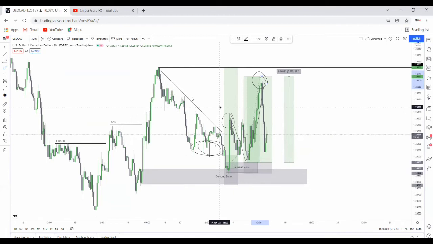And I think I closed my profit somewhere around here, because this is the overall imbalance which was filled. And as soon as I realized that the market is starting to come back down, that's when I closed all my profits and I got out of the market.